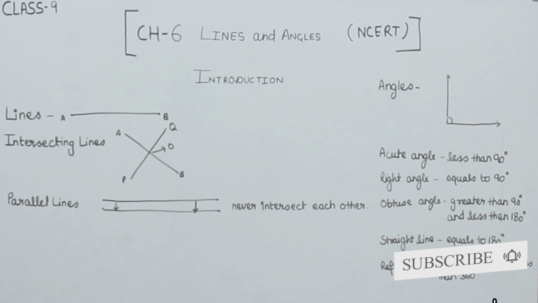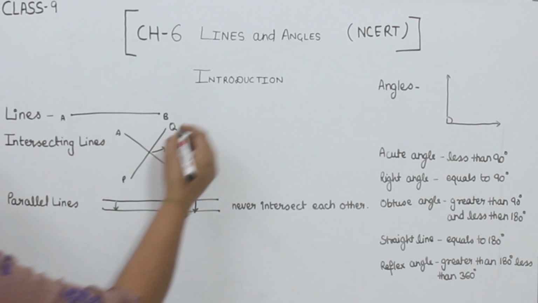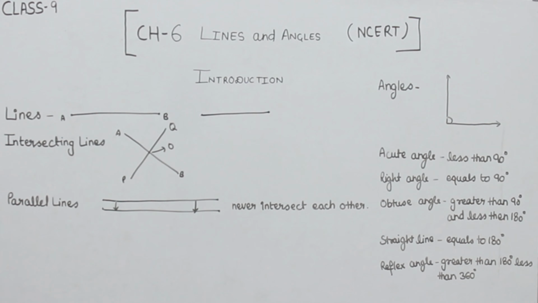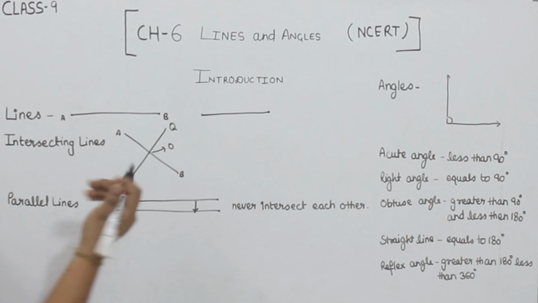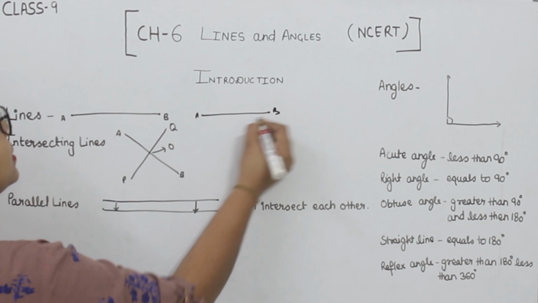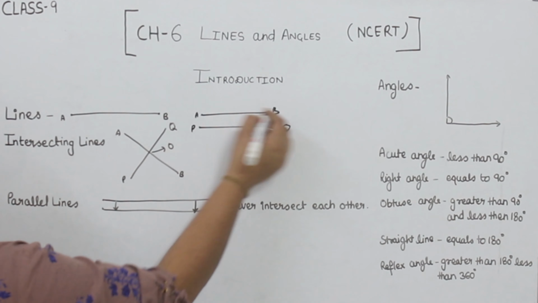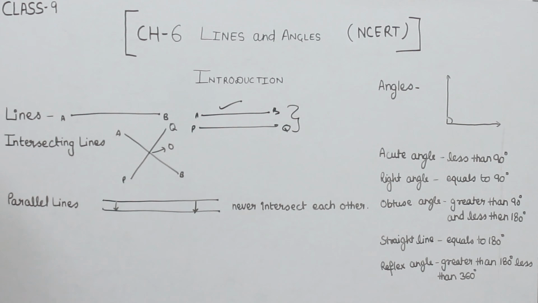So start with the line. What is a line? A line is a breadthless figure. And if we are having more than one line, they are called lines. They are the pair of lines and this is the single line.